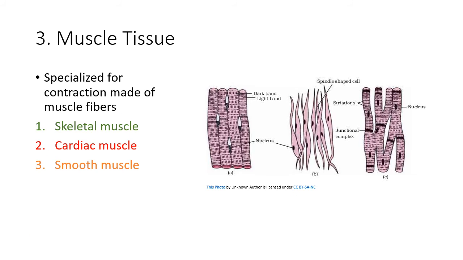Muscle tissue, pretty simple. We've got three different types in vertebrates: skeletal muscle, cardiac muscle, and smooth muscle. Depending on the organization and complexity of the body form of an animal, it may just have smooth muscle or skeletal muscle.